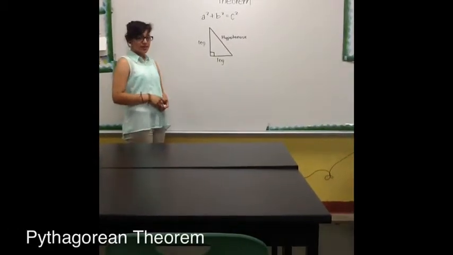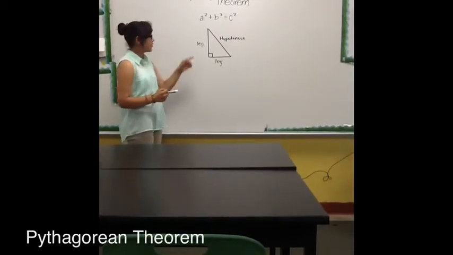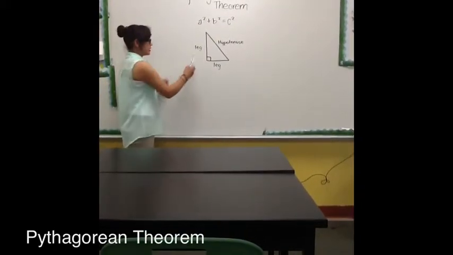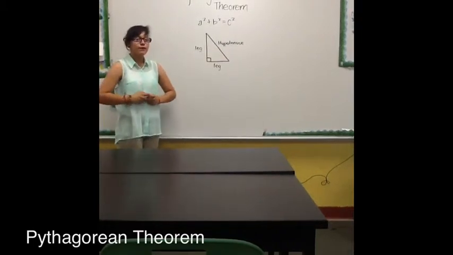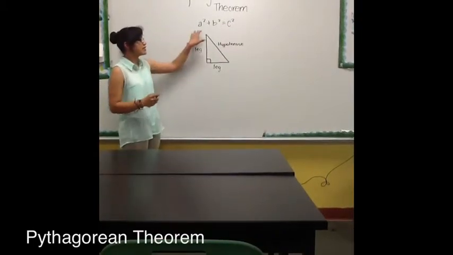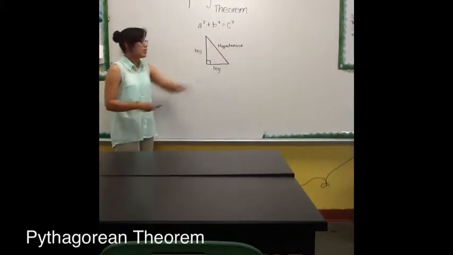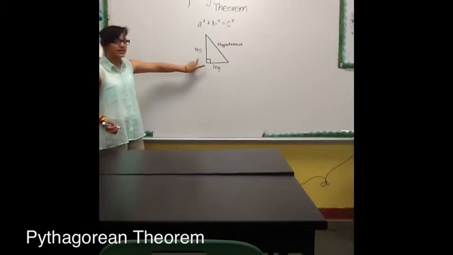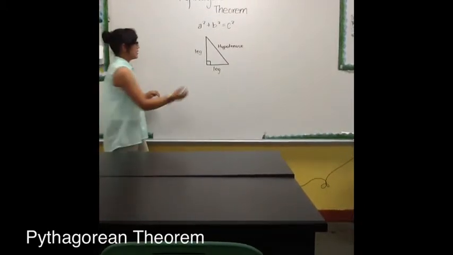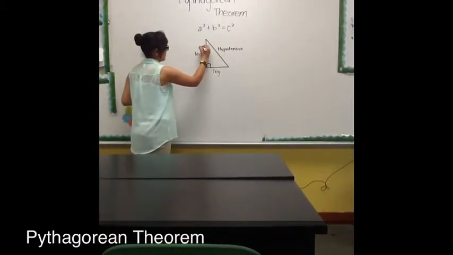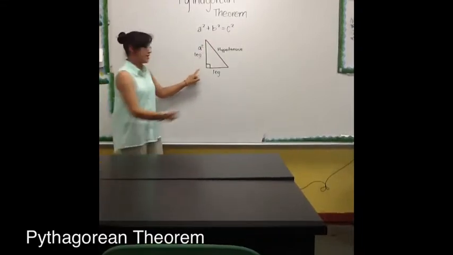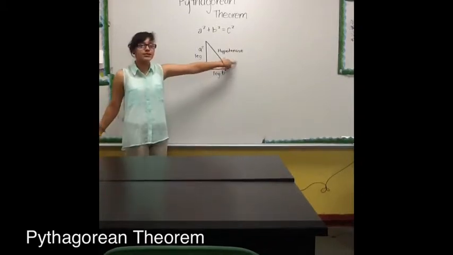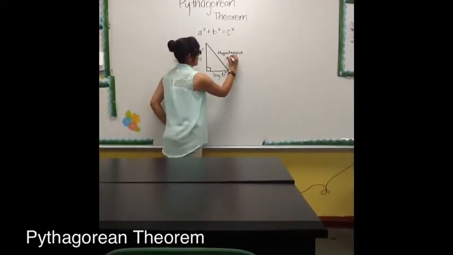Next we'll learn about the Pythagorean theorem. The Pythagorean theorem always involves a right triangle. It includes 2 legs and 1 hypotenuse. The formula is a squared plus b squared equals c squared. It really doesn't matter which leg is a squared or b squared, but we can just do this: let this leg be a squared, this leg be b squared, and the hypotenuse always has to be c squared.